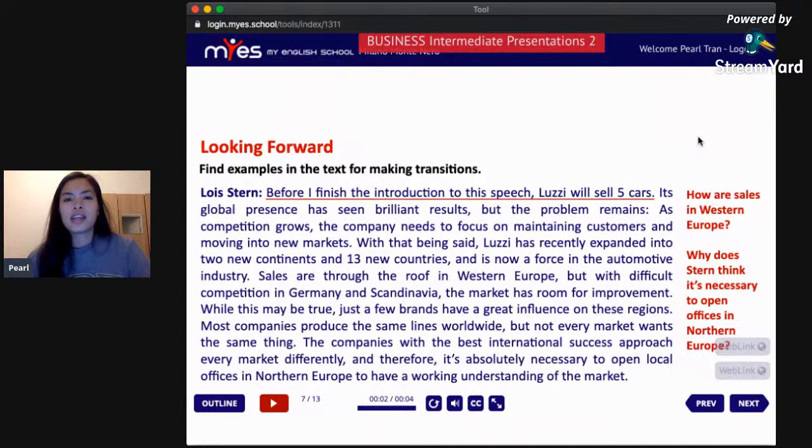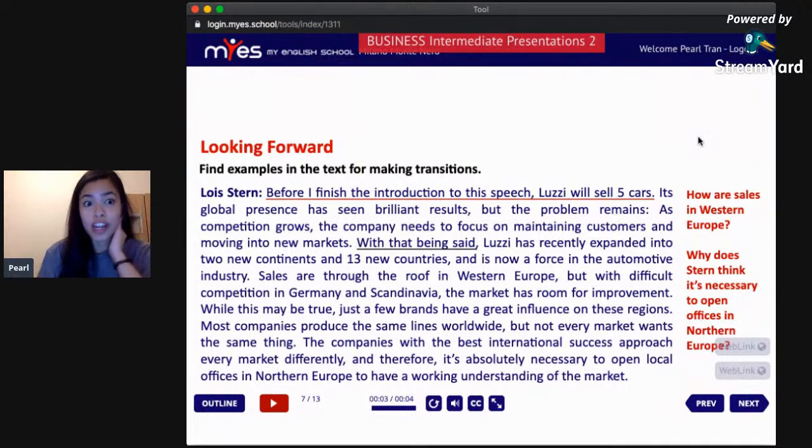Right? So in the text, what are the examples for making transitions? Well, with that being said, we're referencing what was said before. So with that being said, so talking about what I said before or relating to what I said before, so that's what that being said means. It's a great transition.